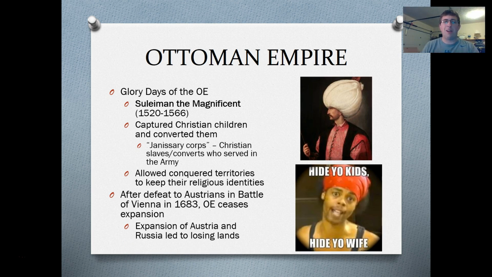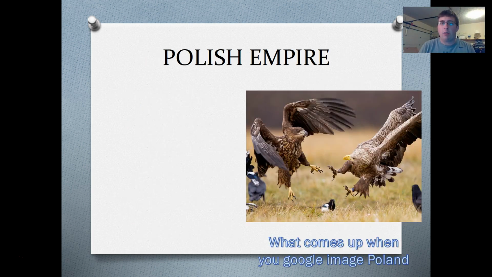So Austria and Russia become more powerful, and it's going to lead to the Ottomans losing lands. And we'll pick our story up with the Ottoman Empire again later down the road. Now let's talk about Poland.